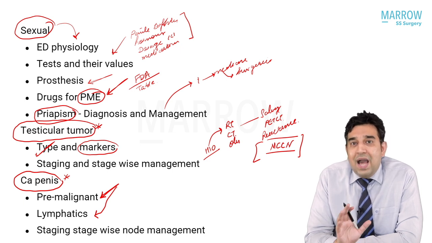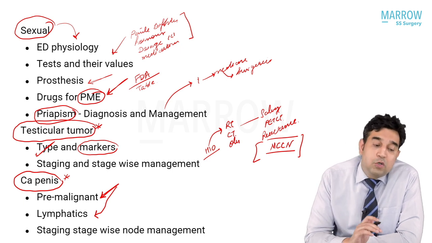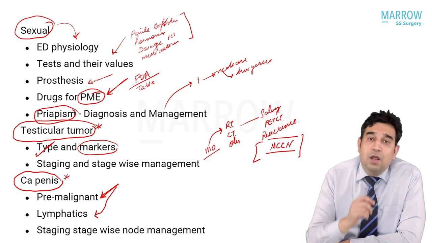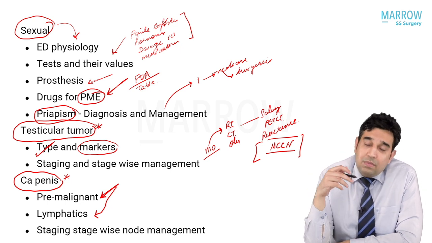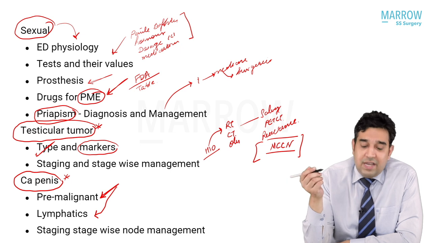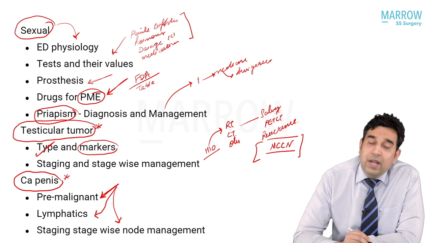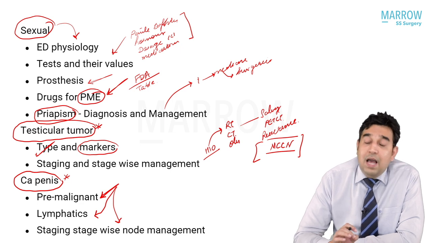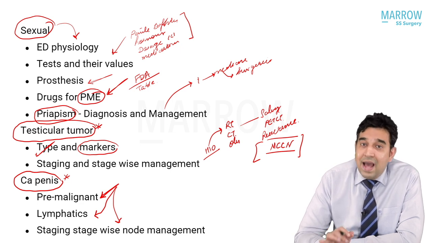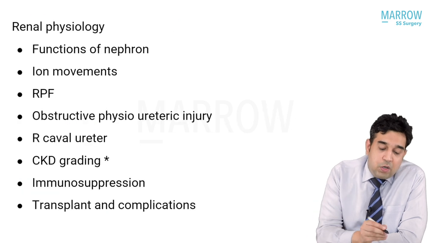So we should know the entire algorithm for node management. We should know about the surgeries for node management. What are the boundaries of these dissections? When do you do these dissections? What are the indications? So this is quite clearly given in Campbell, and the examiner expects you to remember it as clearly. Moving ahead to renal physiology.